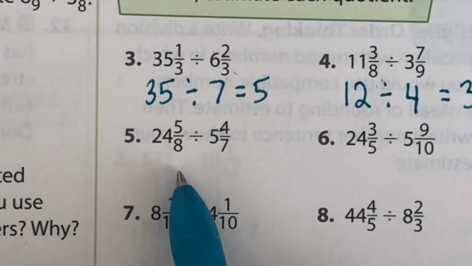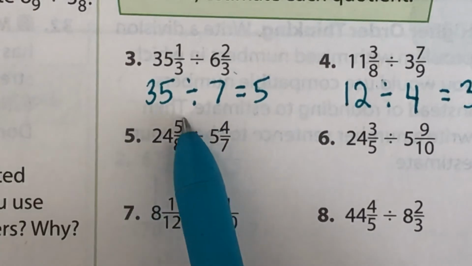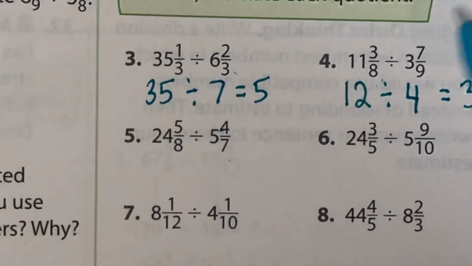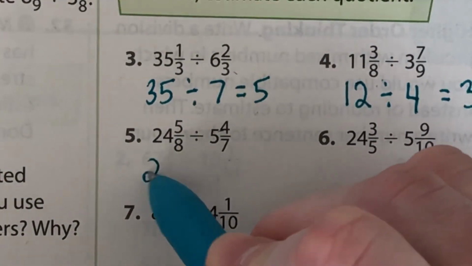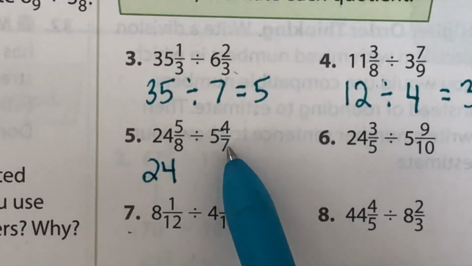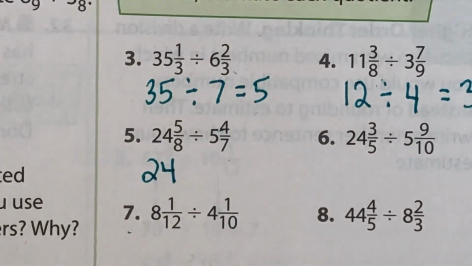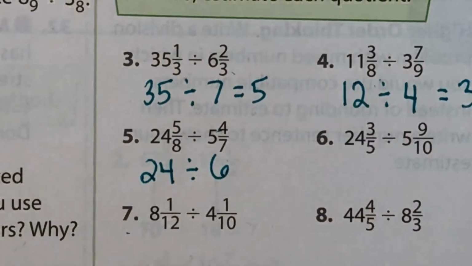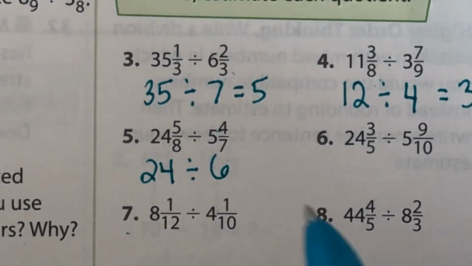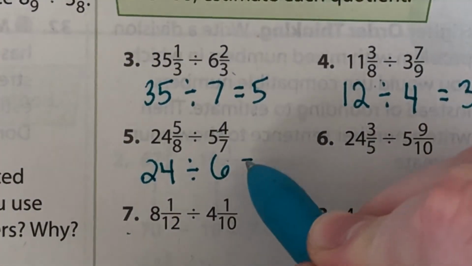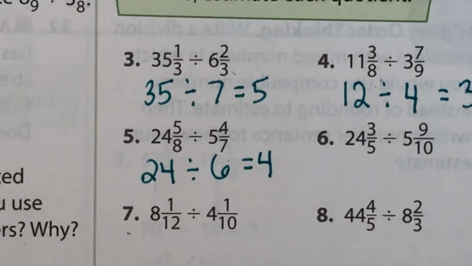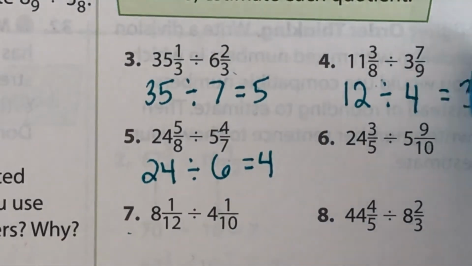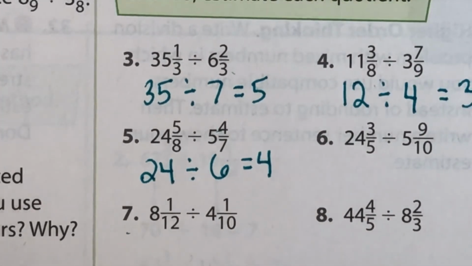Let's look at this next one right here. We have 24 5/8 divided by 5 4/7. Well, if I use compatible numbers, this is about 24. And then I have to think, well, what is 5 4/7 really close to? It's really close to 6. And I know 24 divided by 6 is a nice, easy division problem. 24 divided by 6 is 4. So sixth graders, just make sure when you're doing these, you want to get rid of the fraction and just have a nice, easy division problem.